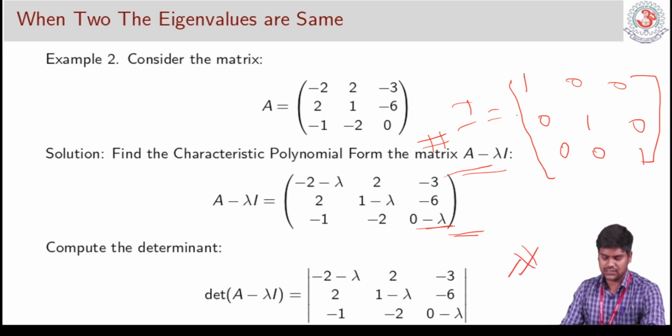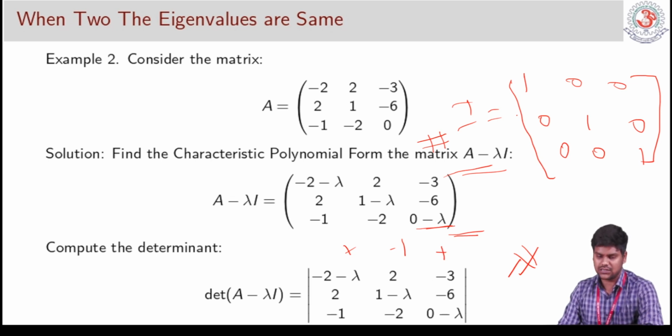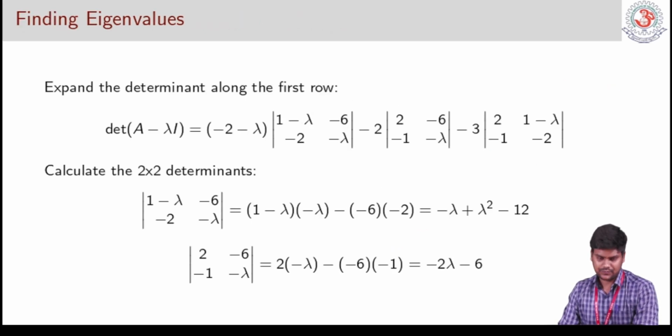We are going to expand the determinant along the first row. This one is plus, this one is minus, and this one is plus. So before finding the determinant, we need to consider these signs: plus into the first row first element, minus into the first row second element, plus into the first row third element. After expanding along the first row, we get minus lambda. That means we consider the first row first element, delete its row and corresponding column, and we get a 2 cross 2 submatrix. So we find the determinant of this.